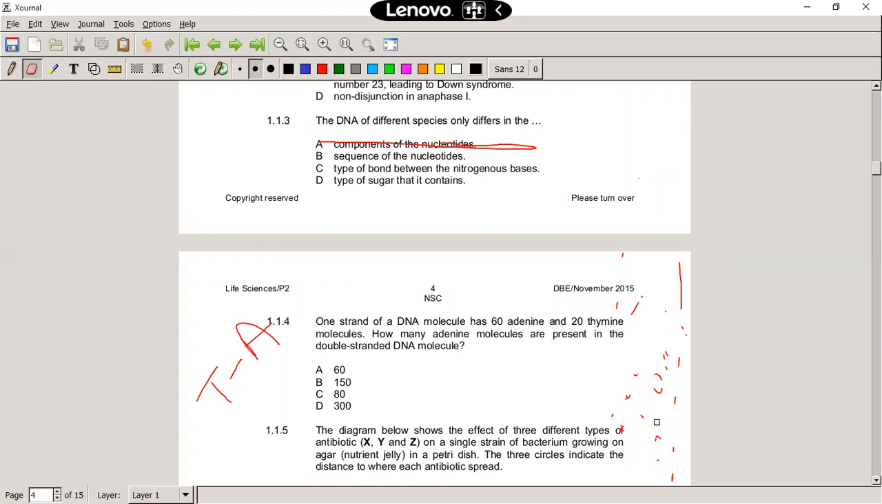Okay, so let's just recap that again. There's two strands of DNA, one, two. On this side, I've got 60 adenines. And so on this strand, I've got to have 60 thymines connected to the 60 adenines. And then on the same strand, I've got 20 thymines, and thymine connects to adenine, so on this side I've got to have 20 adenines. They're asking you how many adenines there are in total.